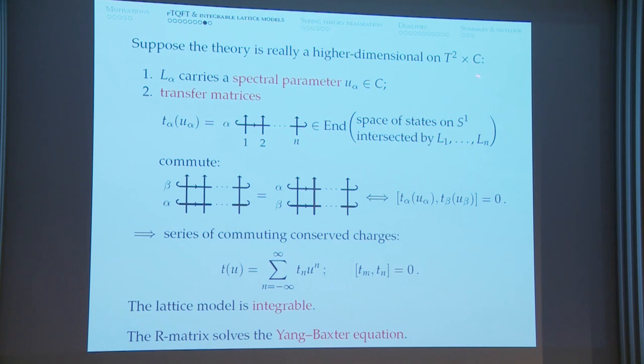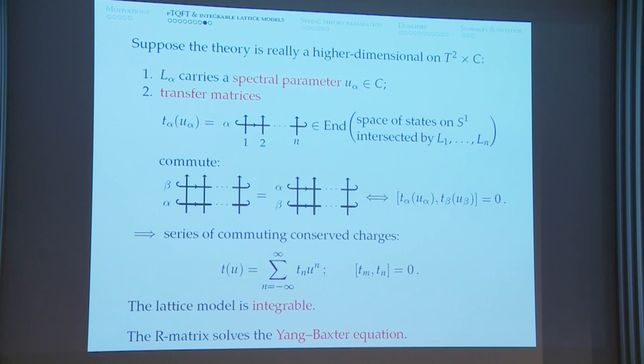So the existence of extra dimension C implies these two things, which in turn implies the lattice model we obtain is integrable, because these two things imply that there's a series of commuting conserved charges which I obtain by simply expanding the transfer matrix in the spectral parameter. So the lattice model we obtain from this two-dimensional topological quantum field theory with extra dimension C is not just a random lattice model, but an integrable lattice model. And by the same reasoning, you can also easily show that the R matrix I define satisfies the Yang-Baxter equation.